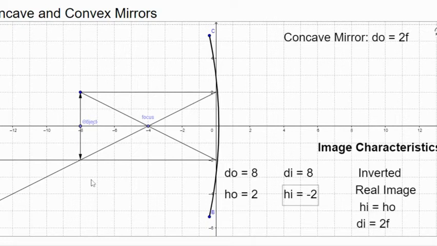So again, I'm going to give you a minute. You can go ahead and pause it. I'm going to give you a minute to calculate using the magnification equation to verify this information over here. When DO is 8 and DI is 8 and the height of the object is 2, is the height of the image also 2? All right, take a moment and come on back when you're ready.